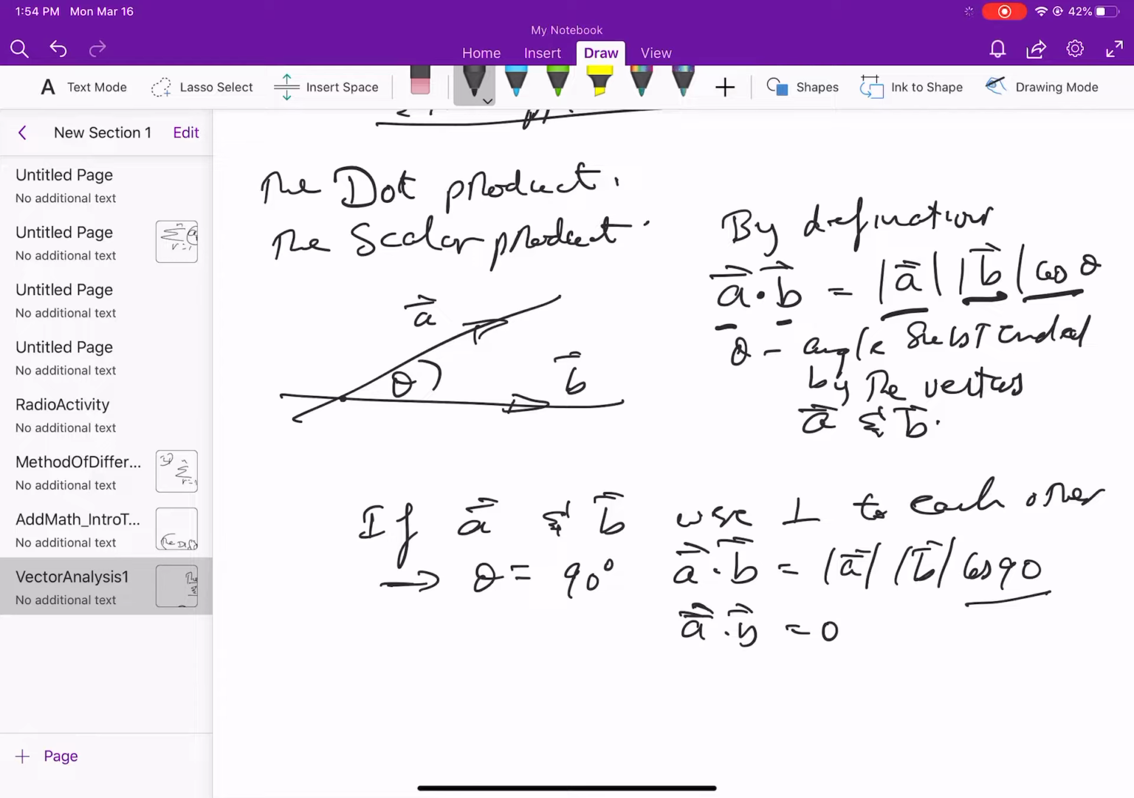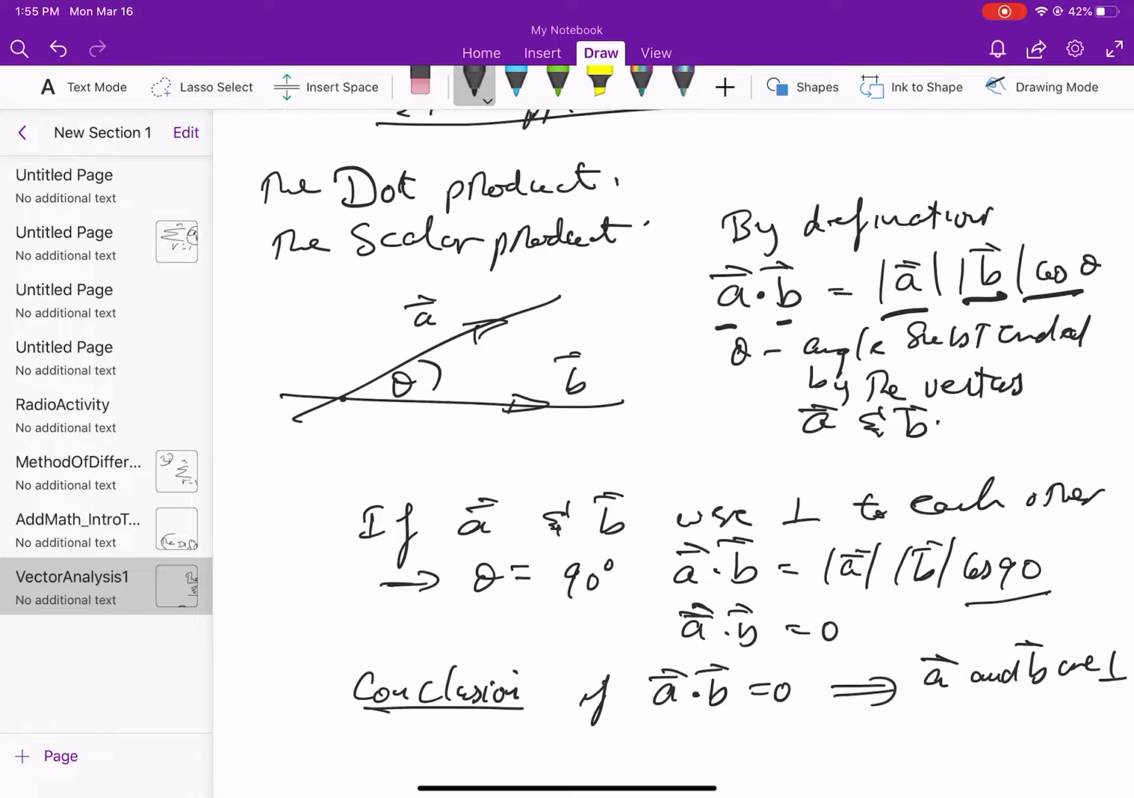Or if you know that the dot product of two vectors gives you 0, then you can conclude that the vectors are perpendicular to each other. So here's the conclusion from that, summarized. If A dot B gives me 0, it implies that A and B are perpendicular, and vice versa. If A and B are perpendicular, then A dot B gives me 0.